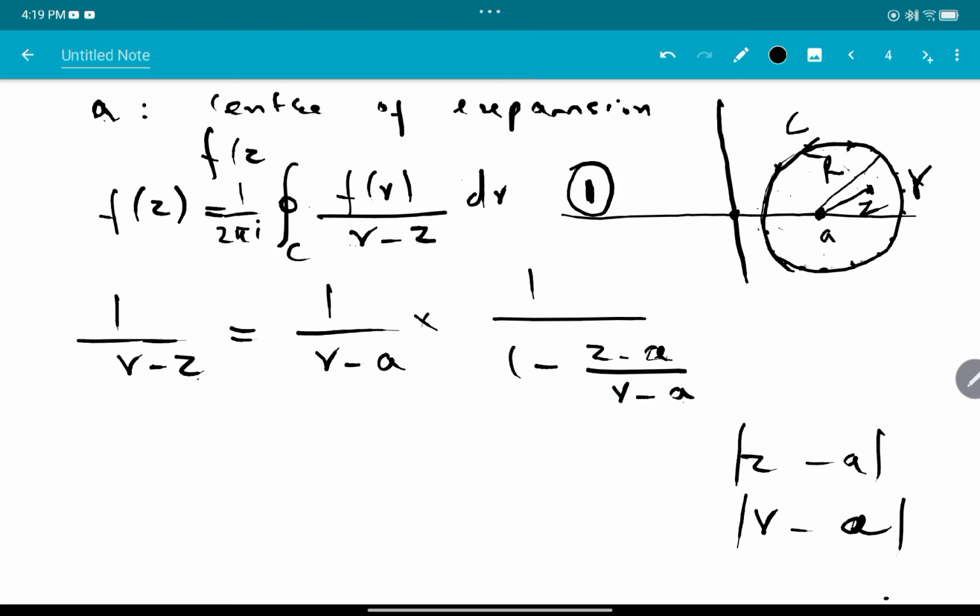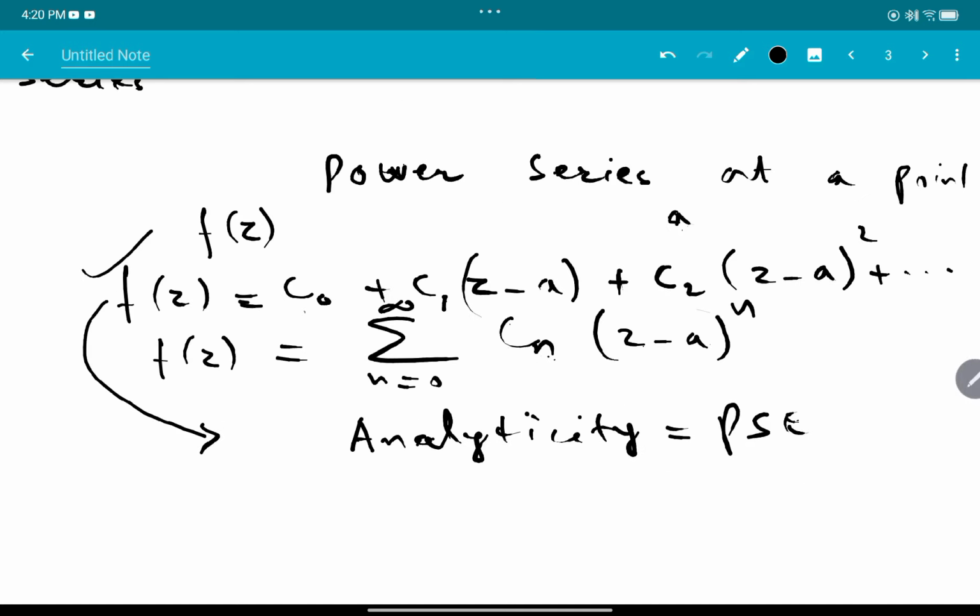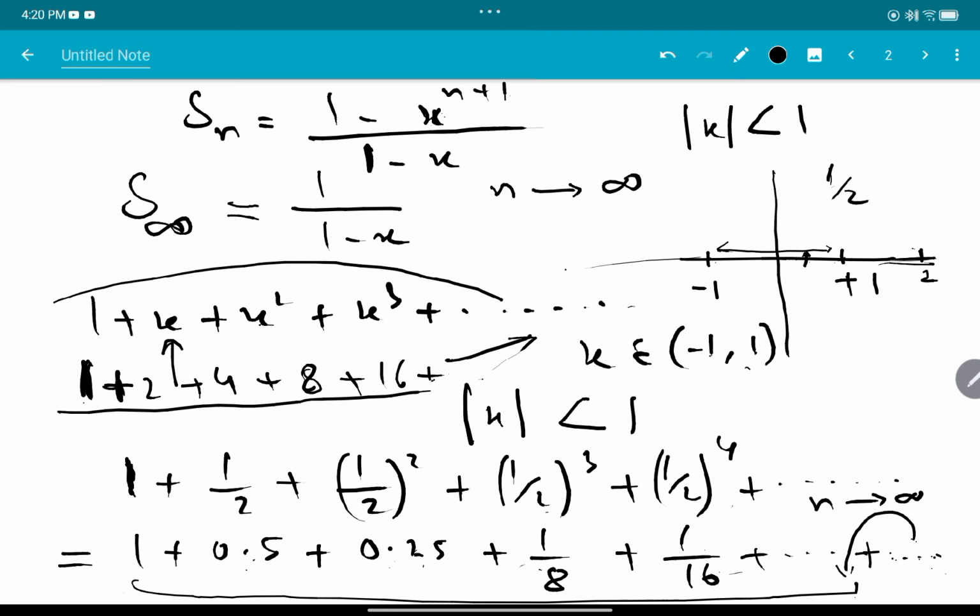It means that this number, (z minus a) divided by (gamma minus a), has a size that is less than 1. Clear? Gamma is on the boundary, z is inside, and everything else follows. Now this is something like what we already have: 1 divided by 1 minus x, where this was our x. If you go back and see, remember 1 divided by 1 minus x was the sum of infinite terms. These infinite terms sum up to 1 by 1 minus x, but with a condition.